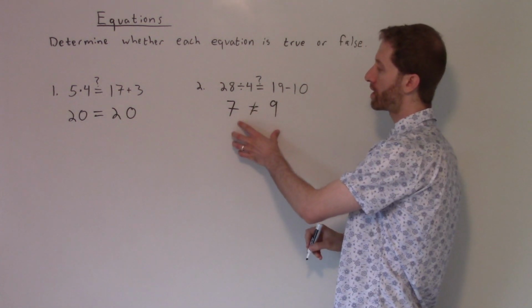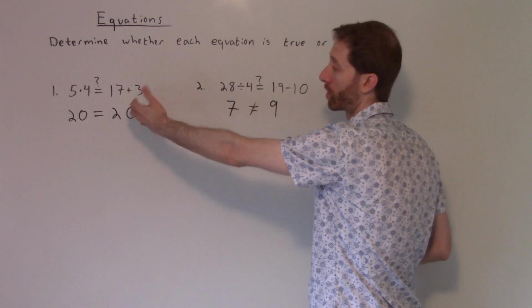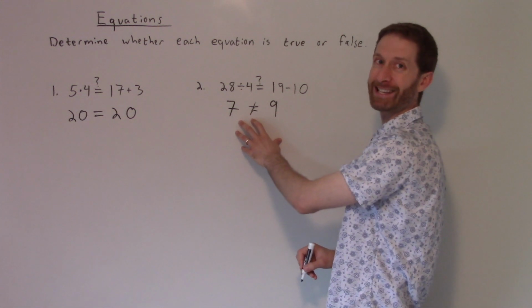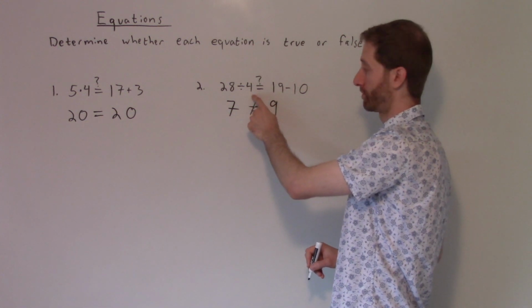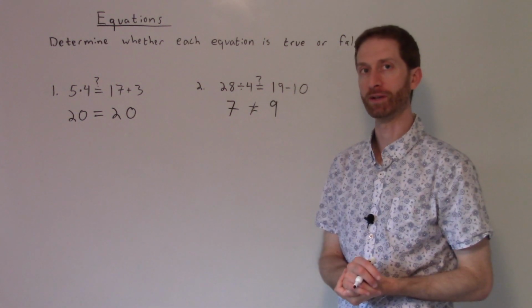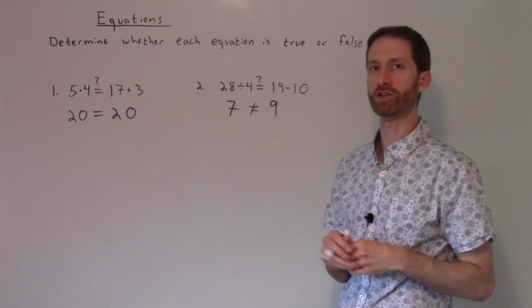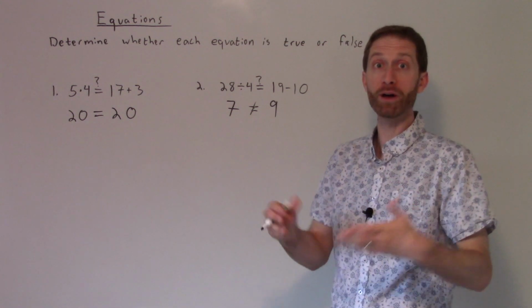So this right here, you could call it a true sentence or an equation. This would be a false sentence and not a true equation. So it would be 7 is not equal to 9. That's an equal sign with a slash through it. So just a brief introduction into what it means to be equal or not equal in the realm of equations.